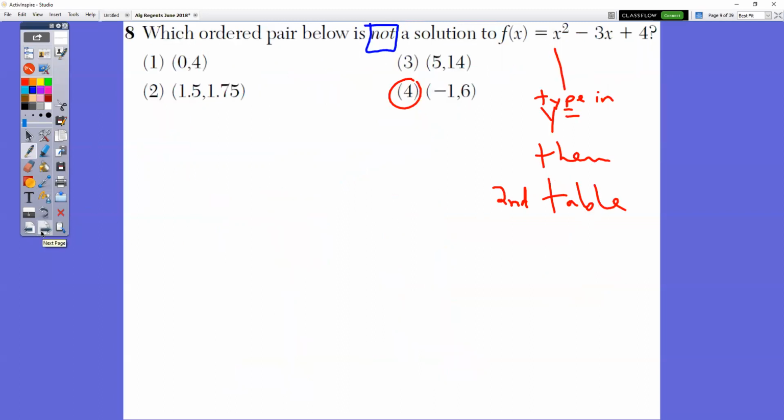Which ordered pair is not a solution? Again, anytime it says whatever letter of x, that's just your y equals. So type it into your y equals and see which one is not a solution. You could just do second and table and look at your x value. So your x value is -1, your x value is 5, your x value is 0, your x value is 1.5. Remember, you could change the settings on it. And when you do that, you're looking at your y value. This one is not a solution.